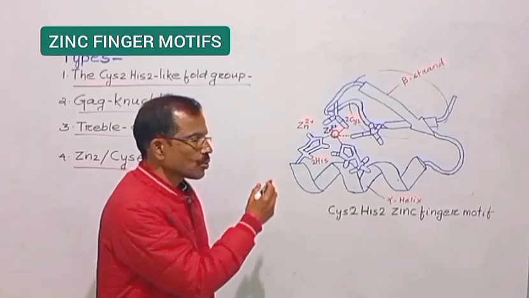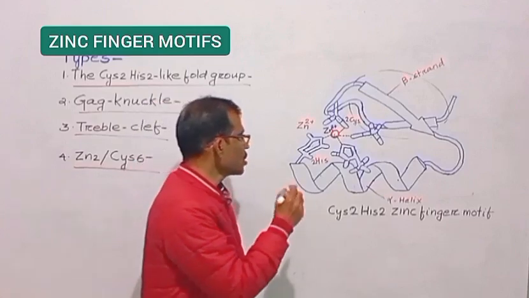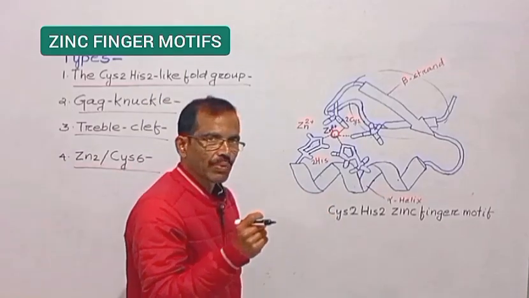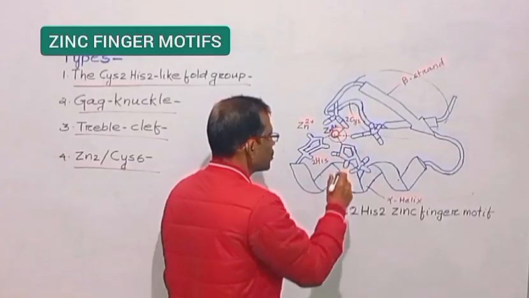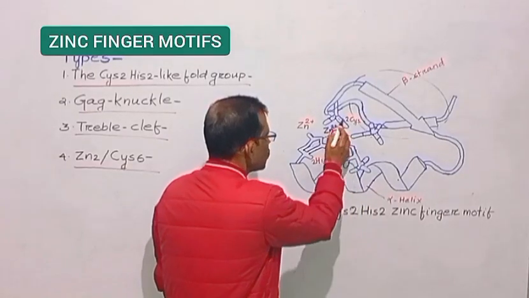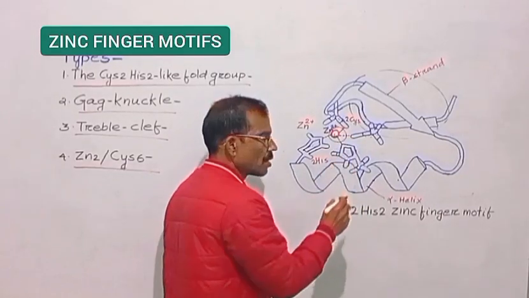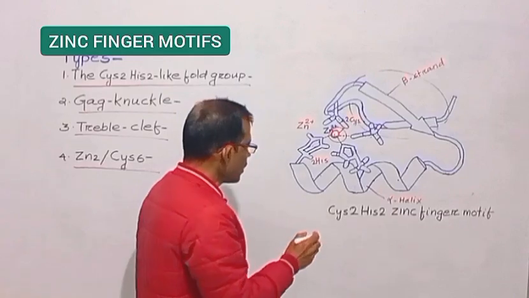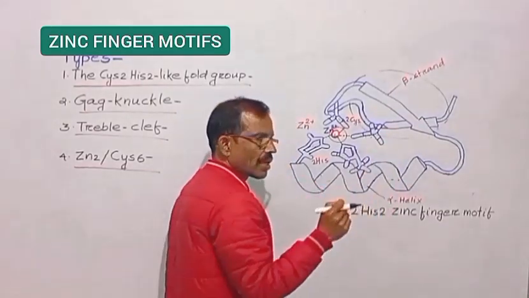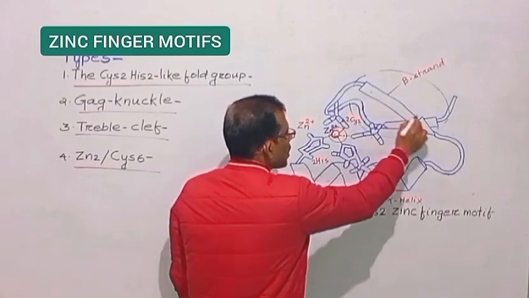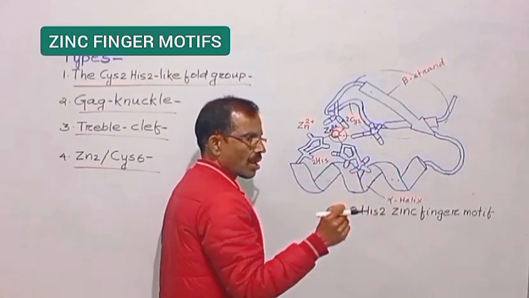This figure illustrates the structure of a cysteine 2 histidine 2 zinc finger, which is characterized by the presence of a zinc ion and 2 cysteine and 2 histidine amino acids. It consists of an alpha helix and an antiparallel beta sheet. The beta sheet consists of 2 strands.